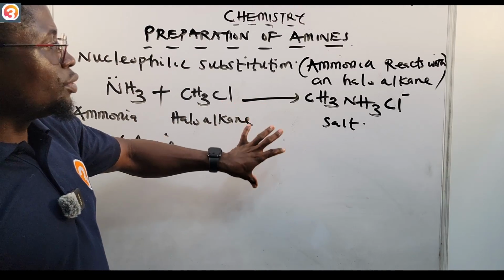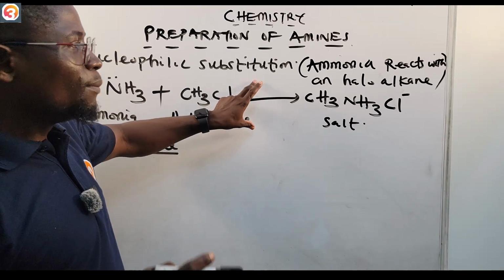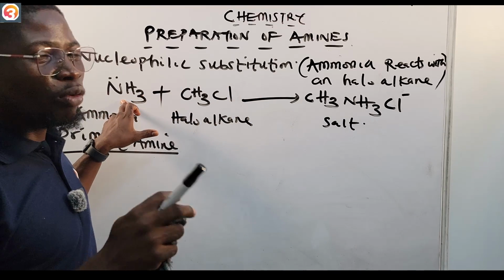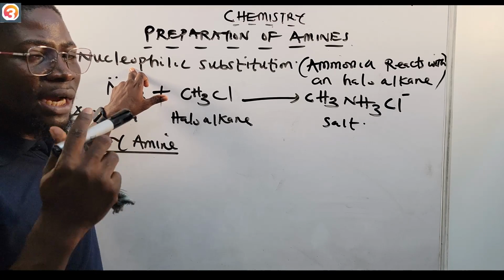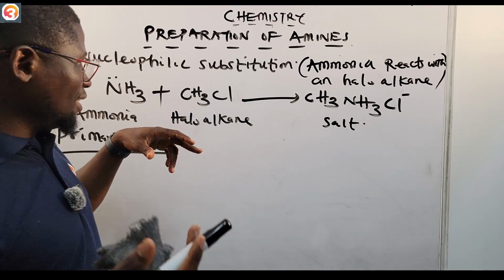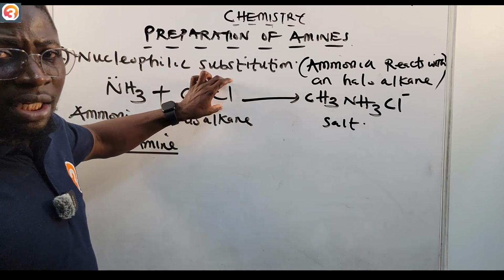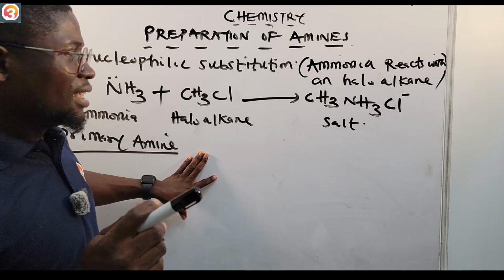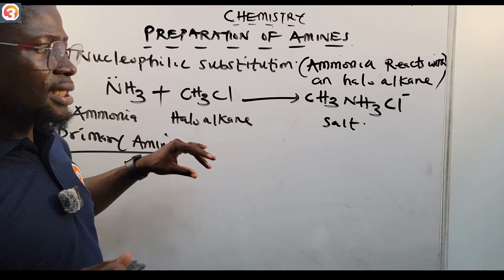The reason why this substitution can work is because the nitrogen present in the ammonia has a lone pair of electrons. You know what nucleophiles are, right? Nucleophiles are electron pair donors, so they donate electrons. Because of that, the nitrogen present in ammonia can easily substitute the chlorine present in this haloalkane. That is why we can easily do nucleophilic substitution here.